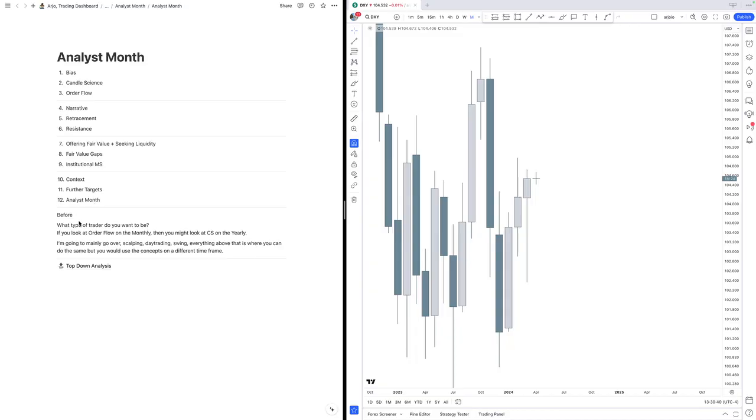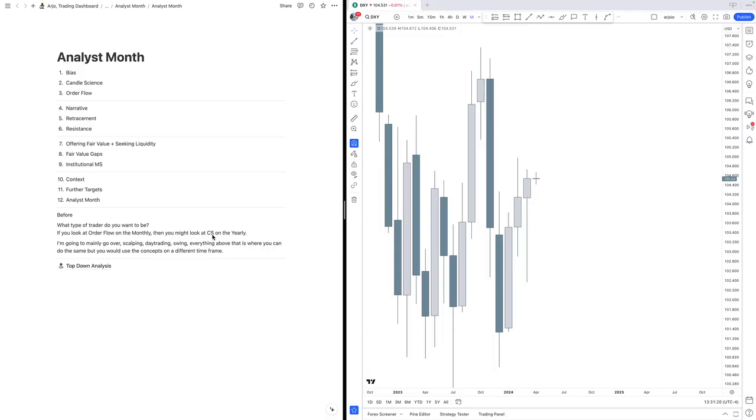Now, before we dive into a top-down analysis, it's very important to understand what type of trader you want to be. You don't need to know this exactly right now, but just understand that if you want to be, for example, a position trader, and a position trader is someone who might hold trades for months, and you look at order flow on the monthly time frame, then you might look at candle signs on the yearly time frame. If you are a different type of trader, that's perfectly fine, because I do not want to force you to be a certain type of trader. That really depends on your personal preference.